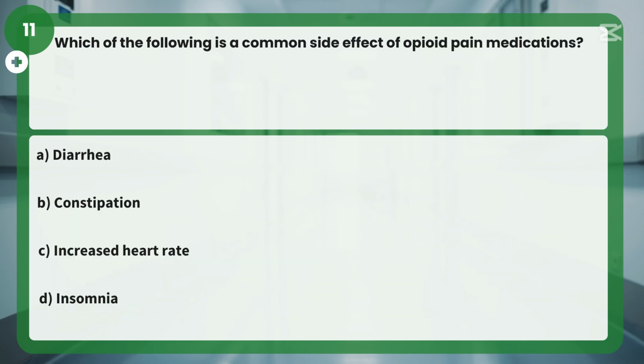Question 11. Which of the following is a common side effect of opioid pain medications? A. Diarrhea, B. Constipation, C. Increased heart rate, D. Insomnia.